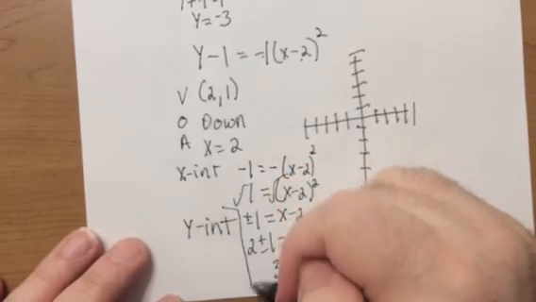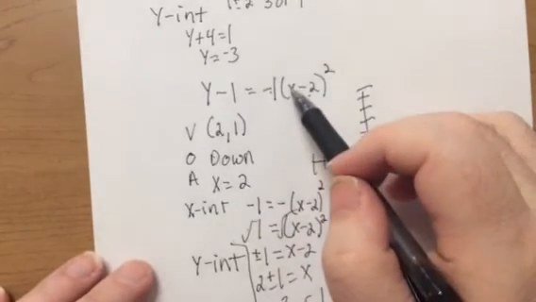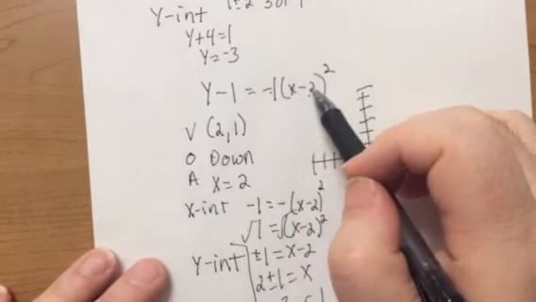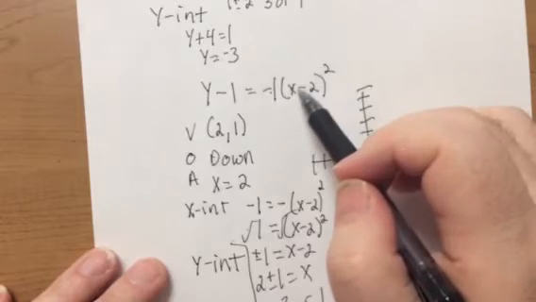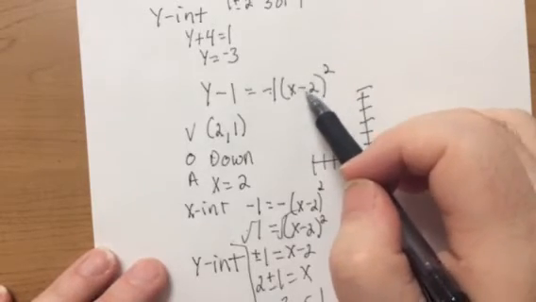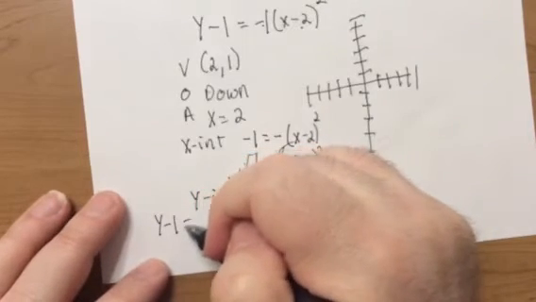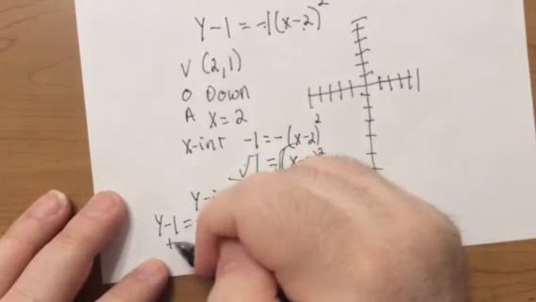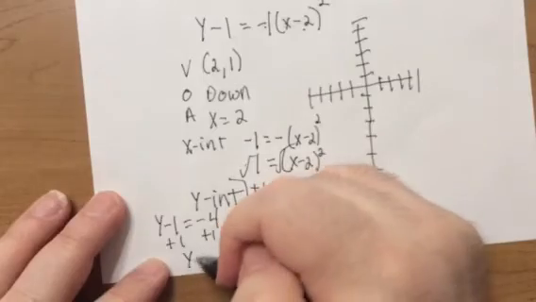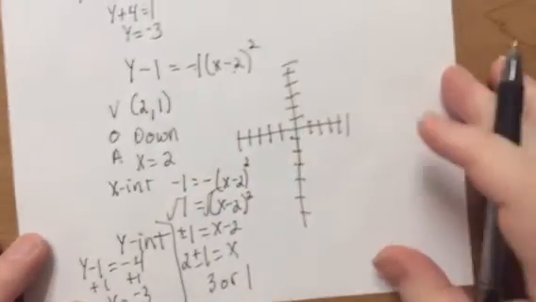Then the y-intercept, you put 0 in for x. 0 minus 2 is negative 2. Squared is 4. Negative 2 times negative 2. Take the opposite. So it'd be y minus 1 equals negative 4. Add 1. Y equals negative 3.